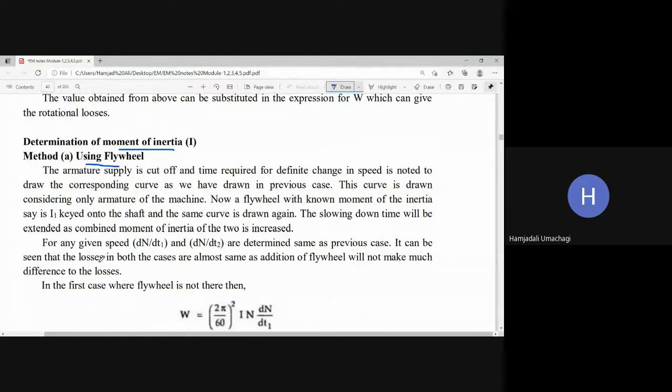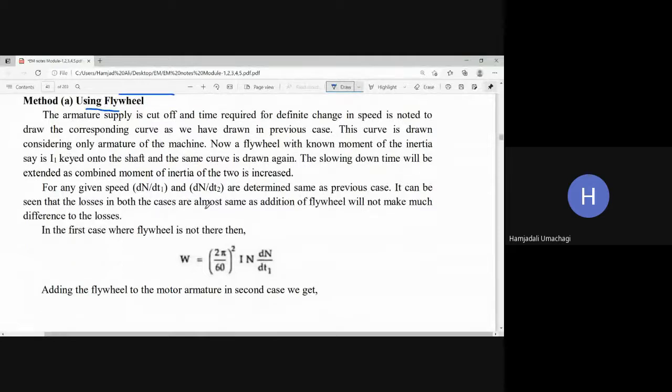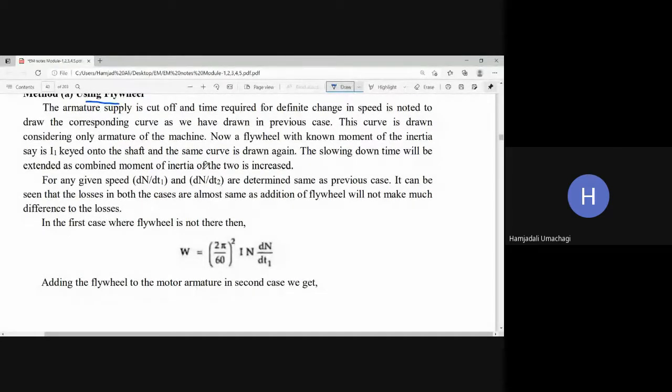It can be seen that the losses in both the cases are almost the same, as the addition of the flywheel will not make much difference to the losses. So in the first case, it takes the time dn by dt1 to slow down, and after adding the flywheel it takes some more time, that is dn by dt2. In both the cases, the stray losses remain the same, so we are going to write the equation now using both these assumptions.